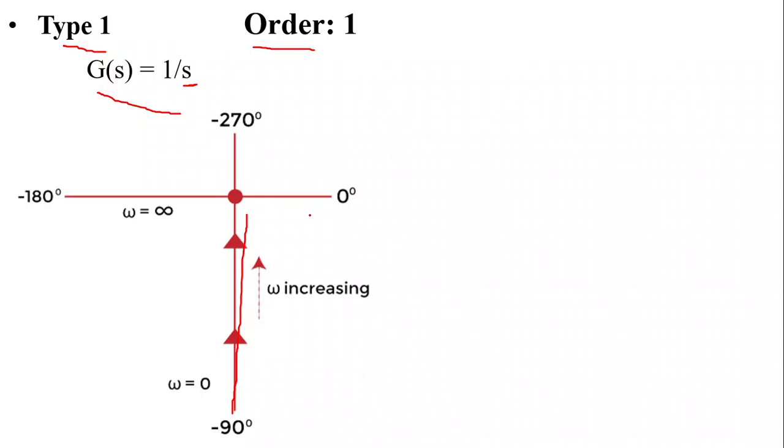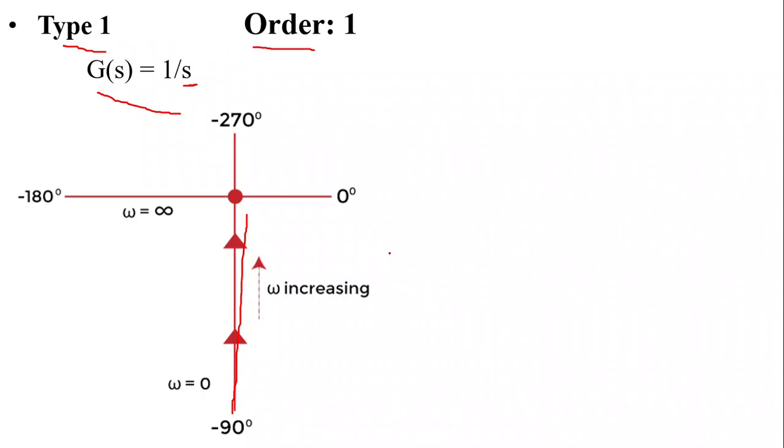So here we have the type 0 and then the order 1 system. So we have to terminate at this point. Here omega equal to 0 up to omega equal to infinity. At this point the phase angle is minus 90 degrees.